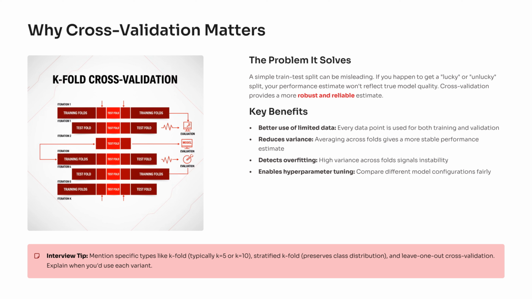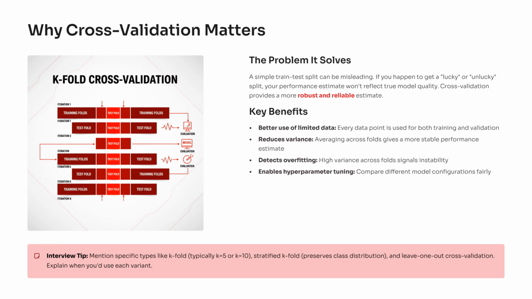Here are the key points you can mention. One, better use of limited data. Every observation gets used for both training and validation. Nothing goes to waste. Two, reduces variance. By averaging results across folds, you get a stable, consistent metric.